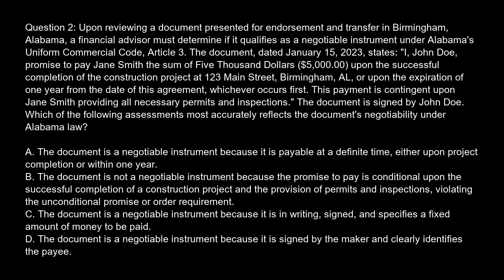Option C. The document is a negotiable instrument because it is in writing, signed, and specifies a fixed amount of money to be paid. Option D. The document is a negotiable instrument because it is signed by the maker and clearly identifies the payee.